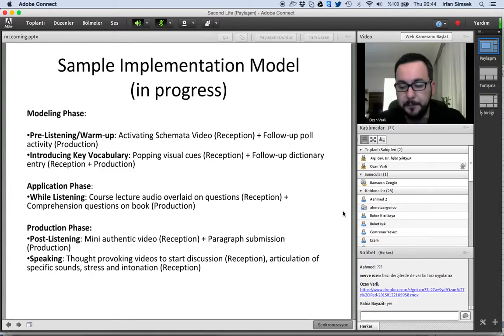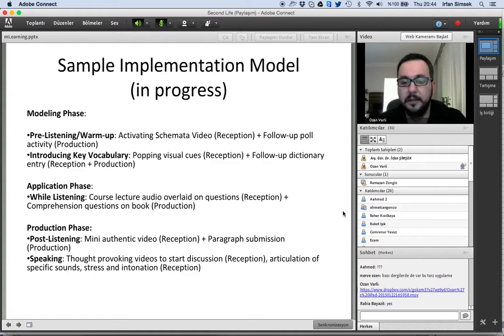It shows how many percent of the class answered the question A and how many percent did B. So you can always compare and contrast answers and create more active discussions. In the production phase, we're showing a mini authentic video, and then we're asking them to submit a paragraph.